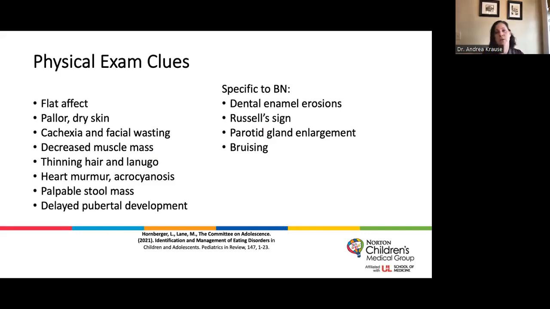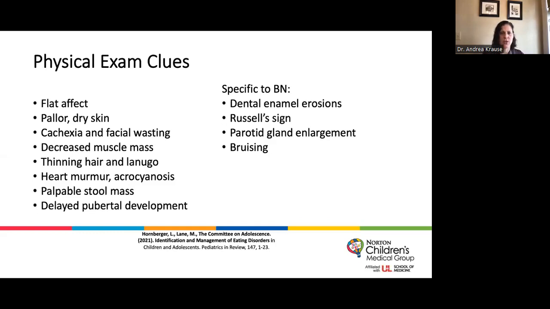But in general, some physical exam clues to malnutrition specifically. On the left-hand side, a flattened affect, a depressed state, pale skin, dry skin, cachexia and facial wasting. Decreased muscle mass is pretty key. I think that's a very important finding on physical exam. The thinning hair and that fine lanugo that you'll see at the nape of the neck or the backs of the arms. Sometimes a heart murmur can develop, which can be a mitral valve regurgitation if there's enough heart changes, if it's been a chronic enough longstanding anorexia case.